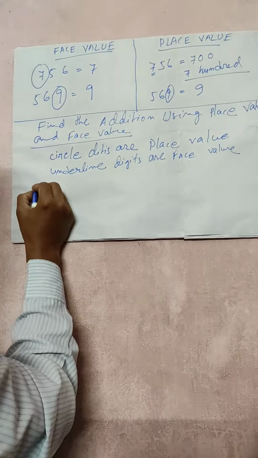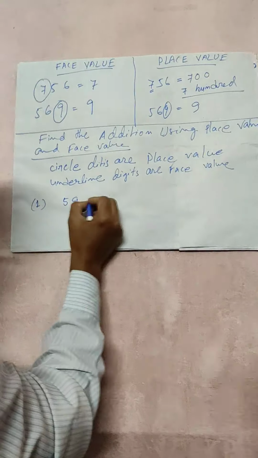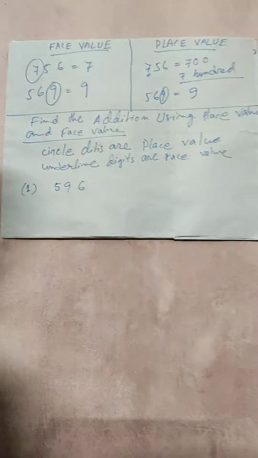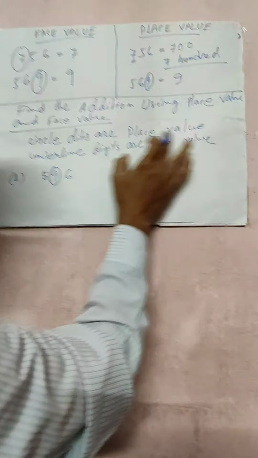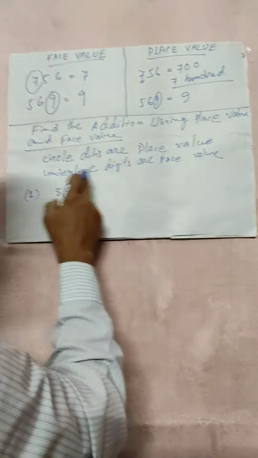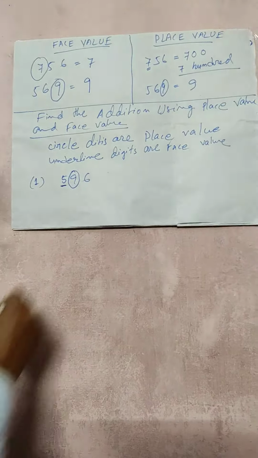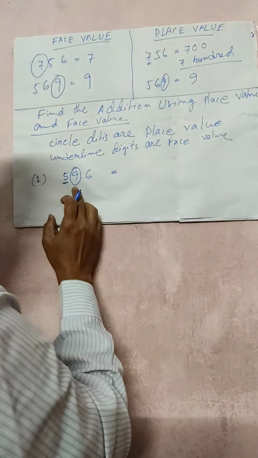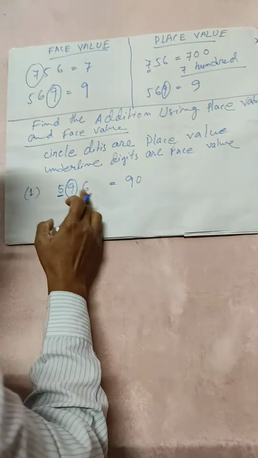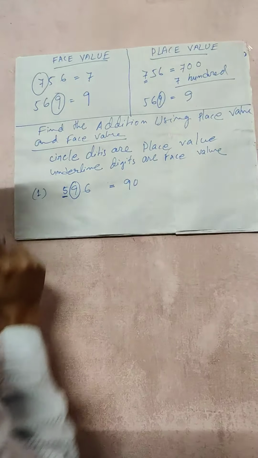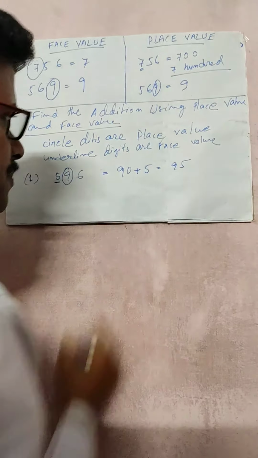Number 1, how I am doing it: suppose 596, I am giving you 596, the 9 I am making a circle, that means circled digits are place value. Underlined digits are face value, so the 5 here is underlined. Now what do you have to do? First of all, you have to find the place value. What is the place value? 90, because 1 times 90, and the face value is 5, so 90 plus 5. What is the answer? 95.